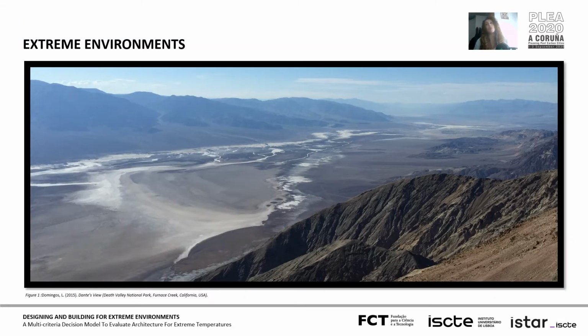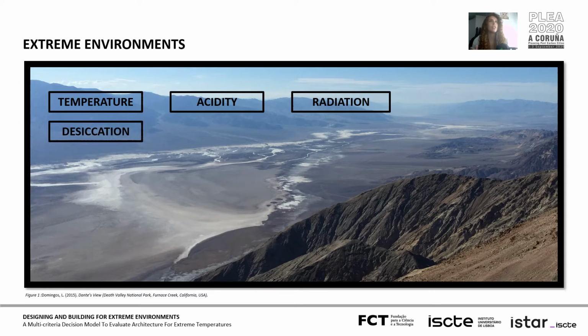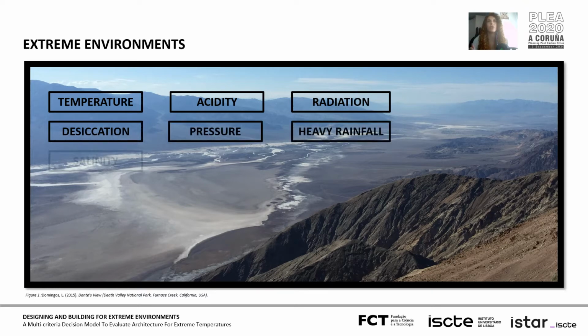First, I would like to describe to you what is an extreme environment. An extreme environment is characterized by very extreme physical conditions that make human life very hard or even impossible. These are conditions such as temperature, acidity, radiation, desiccation, pressure, heavy rainfall, salinity, and air quality.